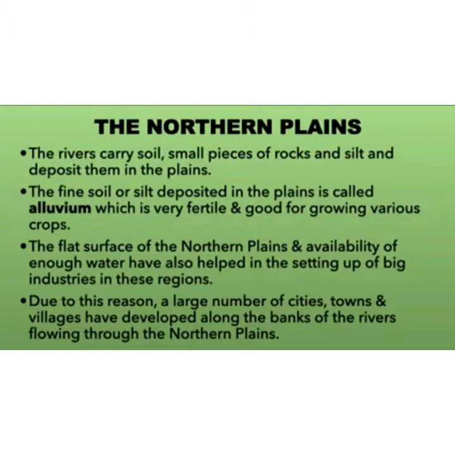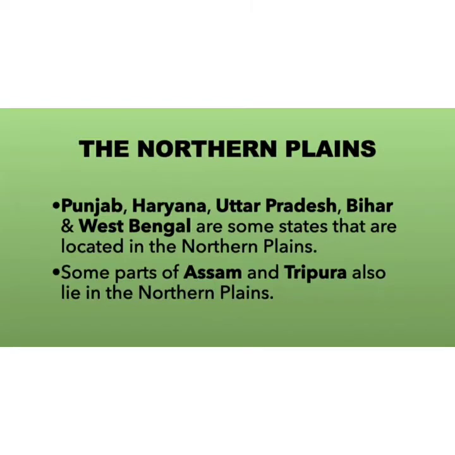Alluvium, also known as the alluvial soil, is very fertile and good for growing various crops. The flat surface of the northern plains and availability of enough water also help in setting up of big industries in these regions. Due to this reason, a large number of cities, towns, and villages have developed along the banks of the rivers flowing through the northern plains.